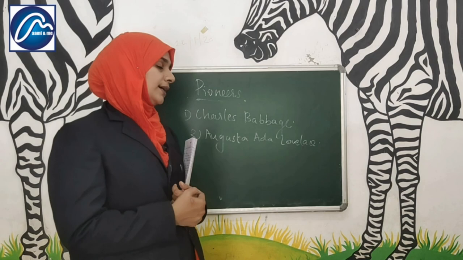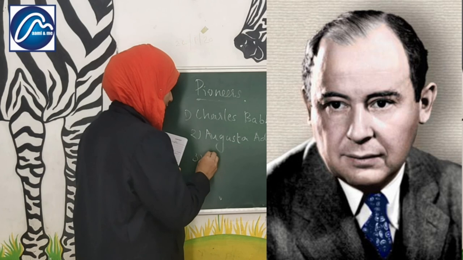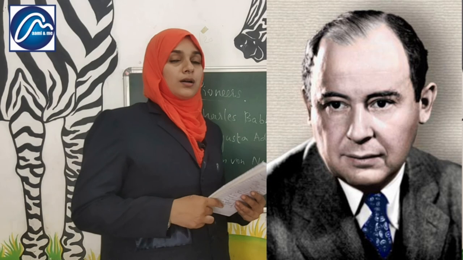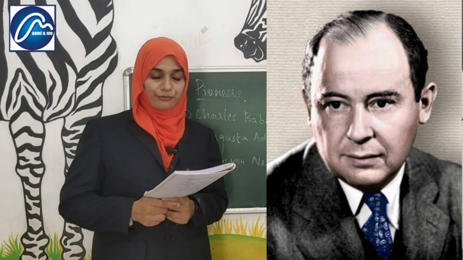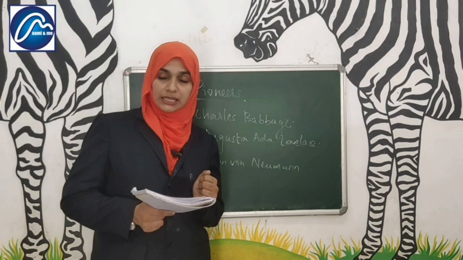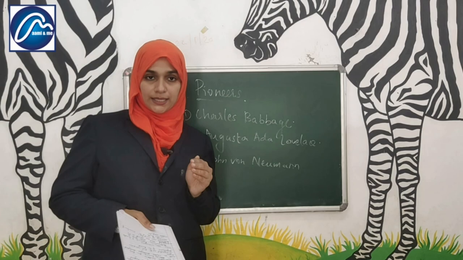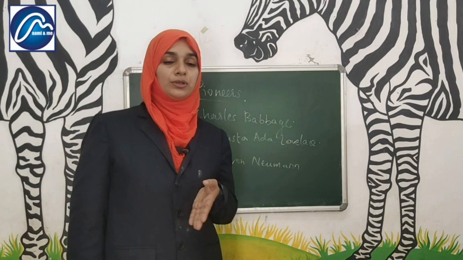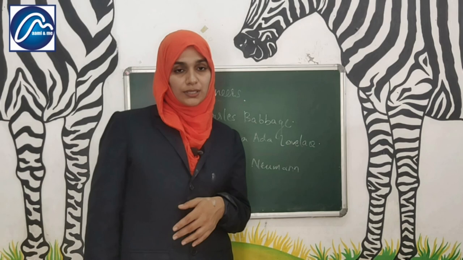Third one is John von Neumann. John von Neumann, a mathematician, physicist and inventor, suggested that both data and instructions can be stored in the memory of a computer. This led to the invention of the modern computer.